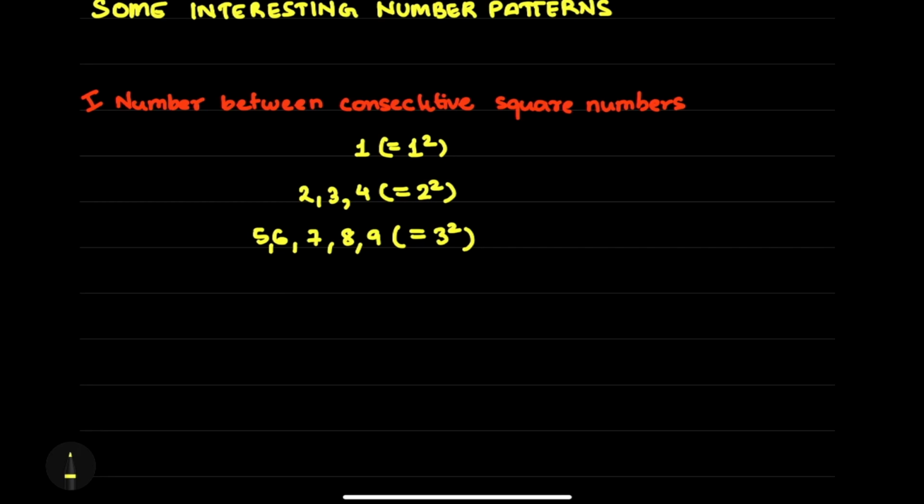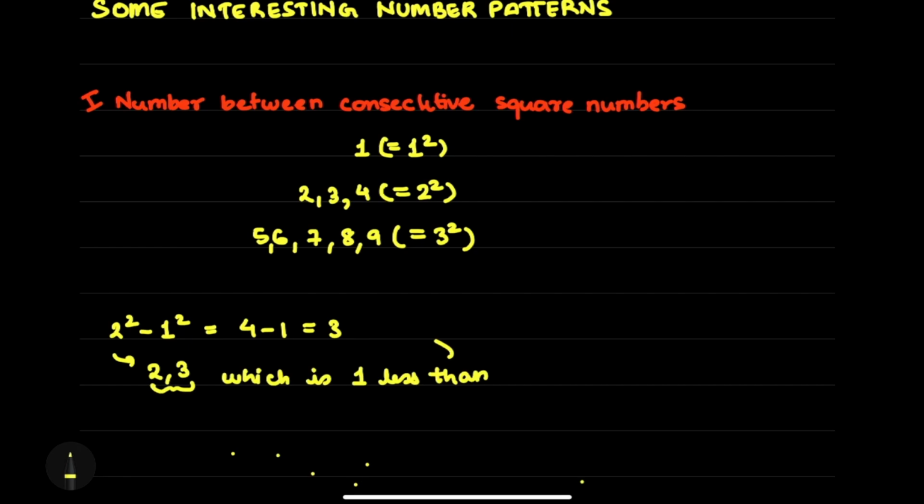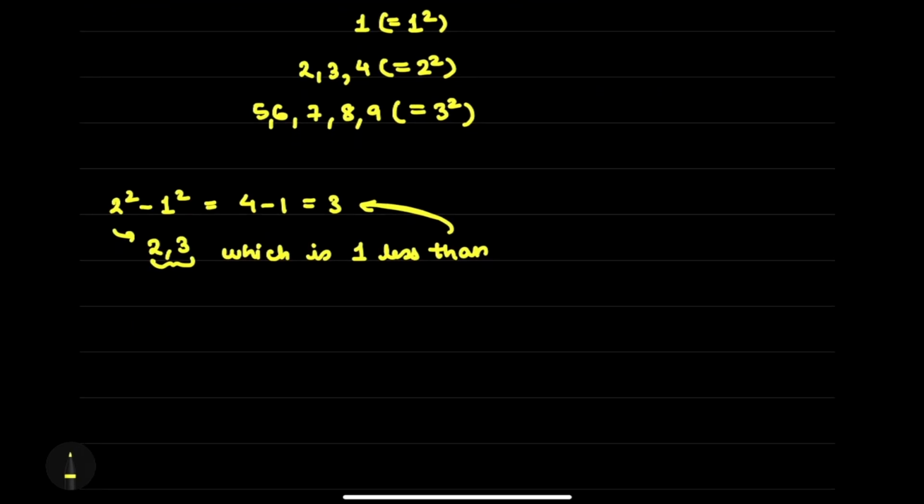So what we are trying to say is, let's see 2 square minus 1 square, that comes out to be 4 minus 1 equal to 3. And the numbers between 2 square and 1 square, that is between 4 and 1, are 2 and 3, which is 1 less than this number 3. So this is a very simple observation.